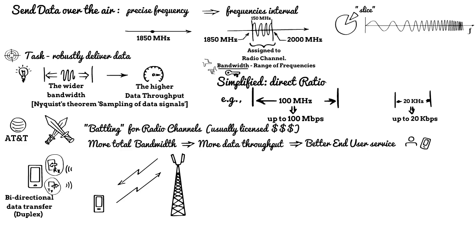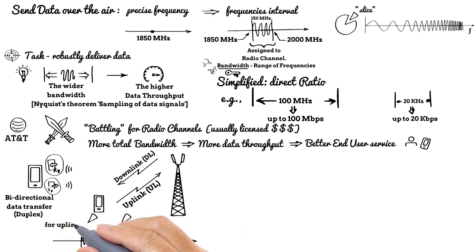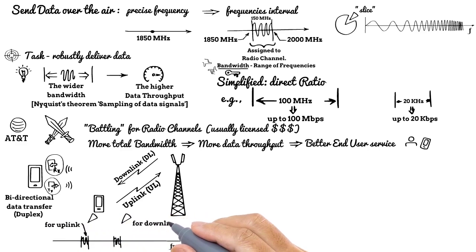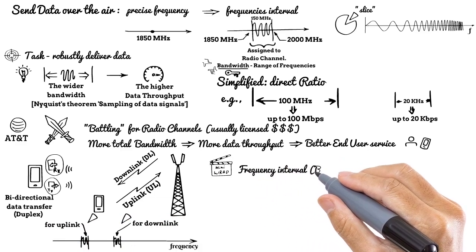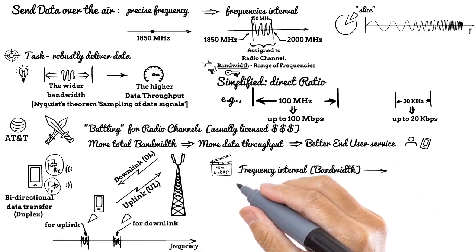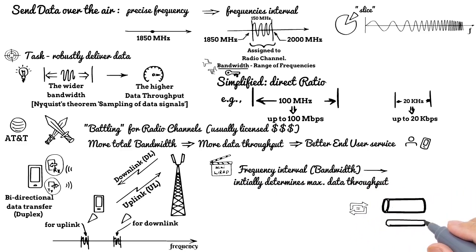The direction from the mobile user with relatively small height towards the tall tower with base station antenna is called the uplink direction, and the direction from the base station towards the user is called the downlink direction. When radio channels are allocated, two frequency slices, each having a certain bandwidth, are allocated, one for uplink and another one for downlink direction. Wrapping up, our frequency interval or bandwidth of a radio channel initially determines maximum data throughput, similar to an oil pipe's diameter affecting oil max throughput.